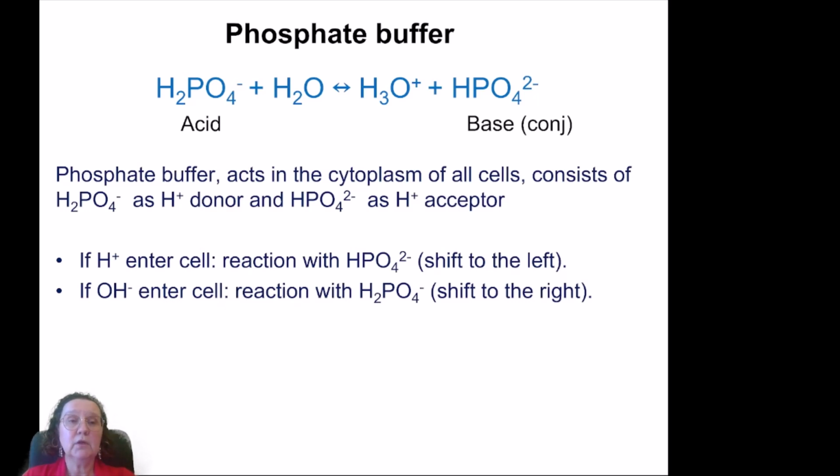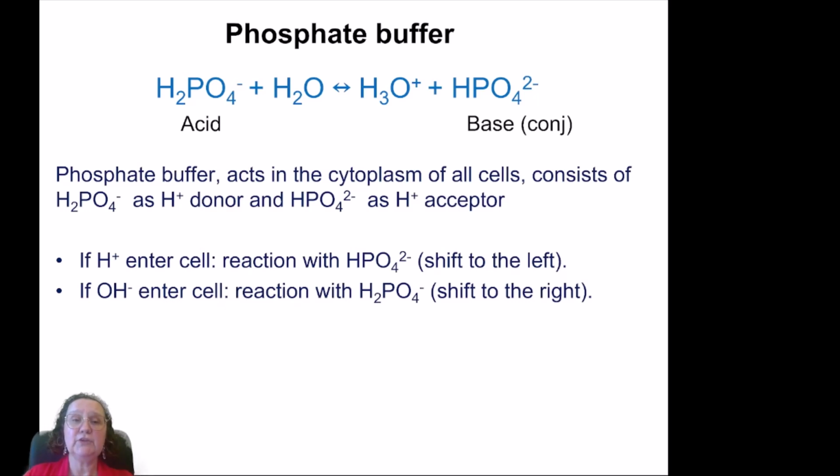For example, you have what we call the phosphate buffer, which is between dihydrogen phosphate and hydrogen phosphate, and it's in the cytoplasm of the cells. And if hydrogen ions enter the cell through the cell walls, then they will react with the hydrogen phosphate. And if hydroxyl ions were to enter the cell, then they will react with the dihydrogen phosphate.